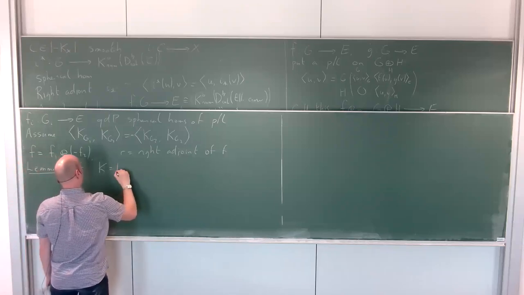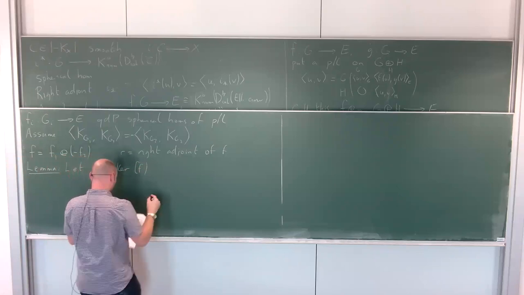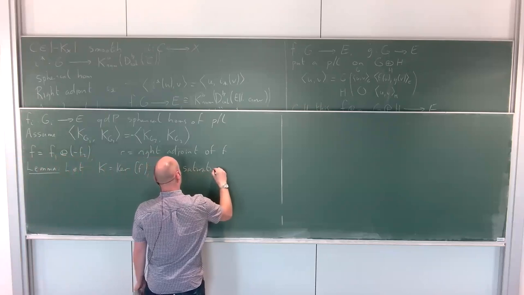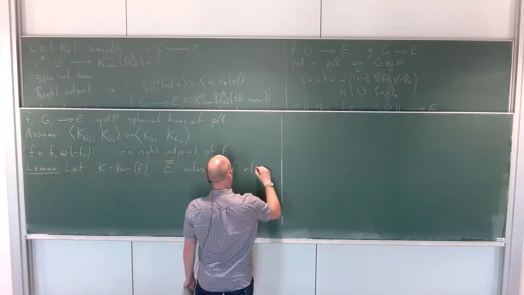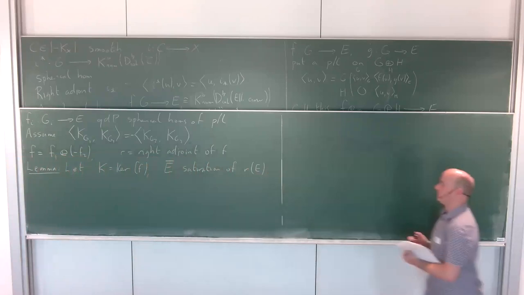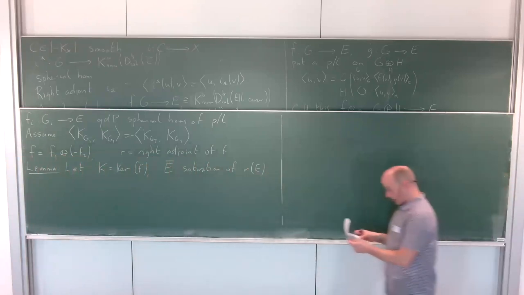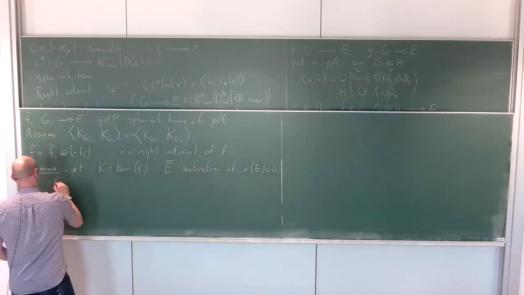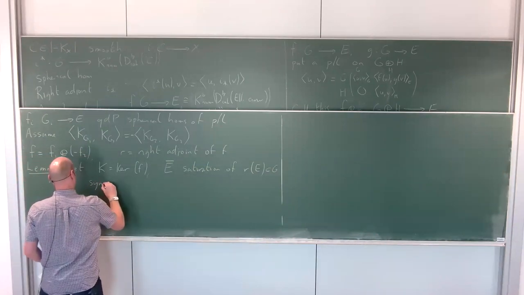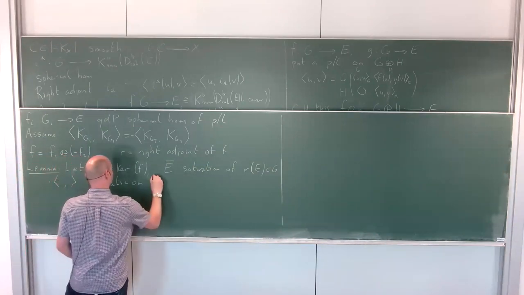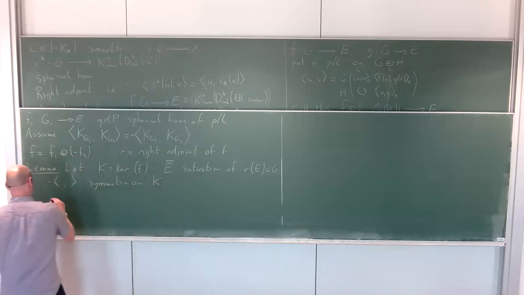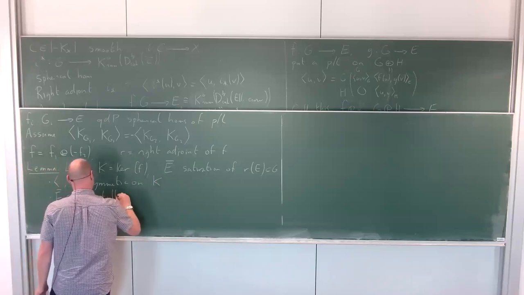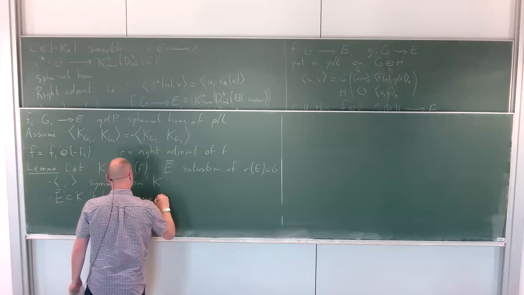Let K be the kernel of F, and E bar be the saturation of R of E inside G. Then the following is true. The bilinear form is symmetric on K, and E bar as a subset of K is totally degenerate.